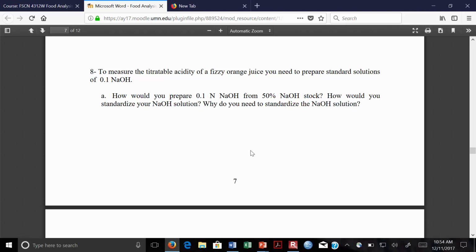So let's get the numbers. When you have 50%, that means 50 grams in 100 milliliters. You want to convert that to a liter, so that would be 500 grams in 1 liter. You want to convert that to molarity, really, and molarity equals normality because you have 1 OH. So you want to convert this concentration, grams per liter, to molarity.